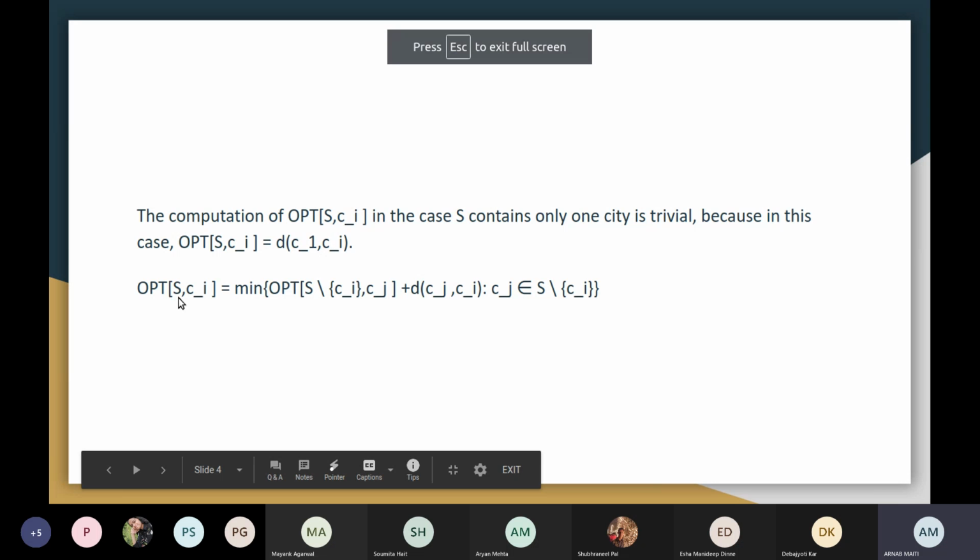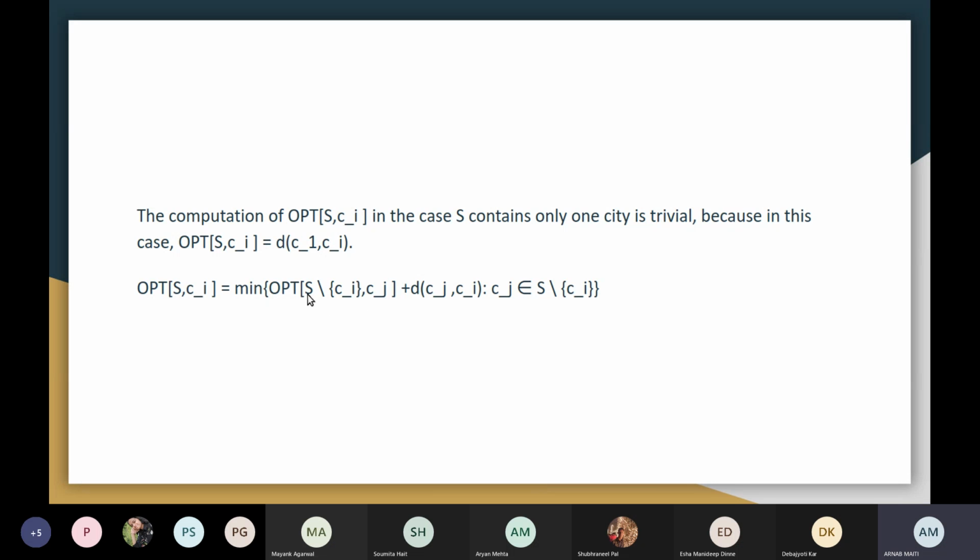So you take OPT(S), you calculate OPT(S minus Ci, Cj) plus the distance between them. But since you don't know which Cj will give the optimal solution, you do this for all possible Cj and you compute the minimum value. So this is the recursive equation.